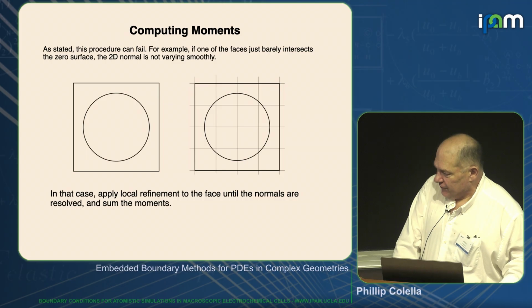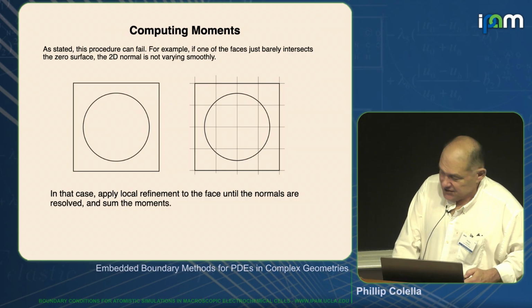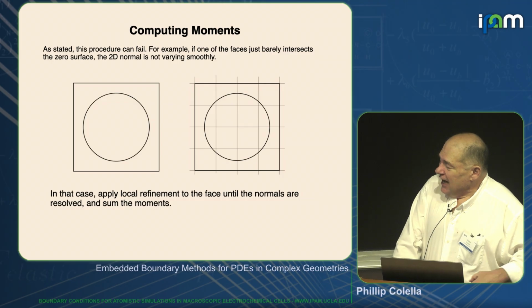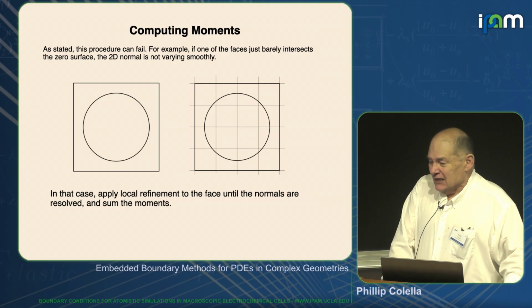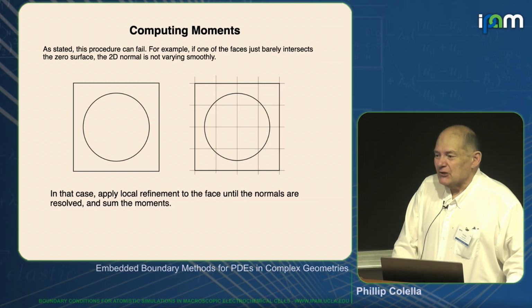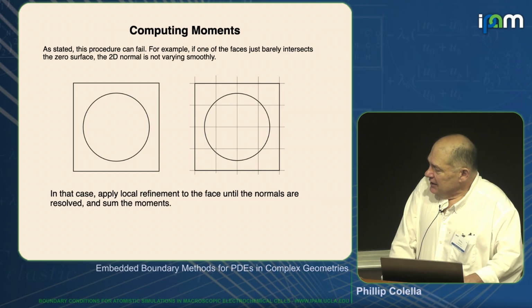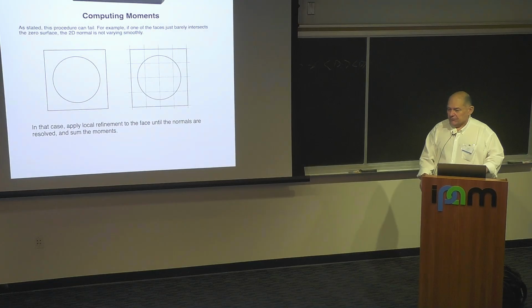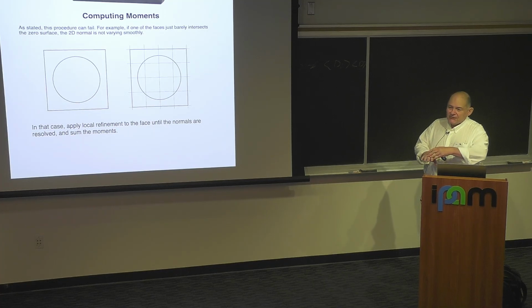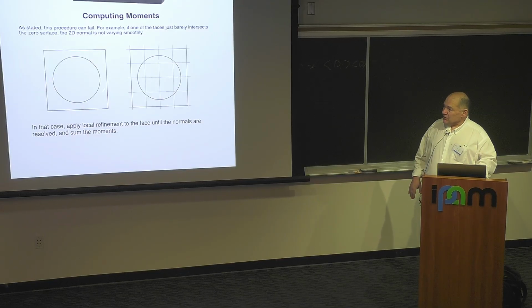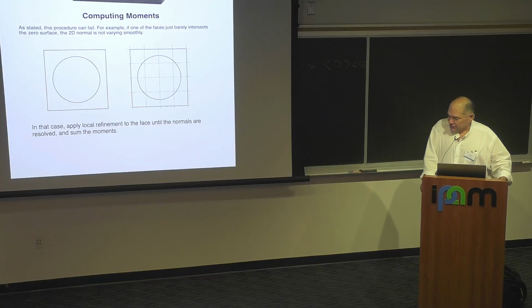As I've stated, this procedure can fail. And here's a simple, obvious example. At some point here, I was doing a Taylor expansion of the normal. That implicitly assumes that the normal is not varying very much over your control volume. Well, consider what you get if you take a sphere that just barely intersects one coordinate surface. So this is going to be the intersection of the boundary with that coordinate surface, and the normal goes through all 360 degrees.